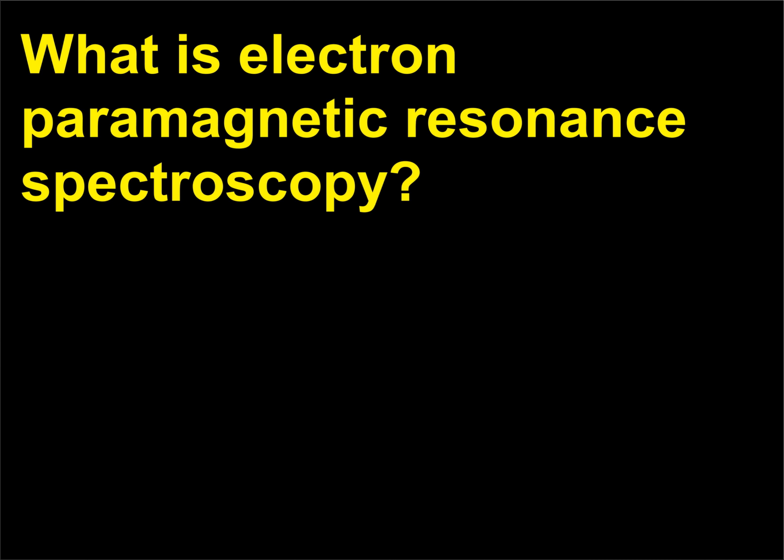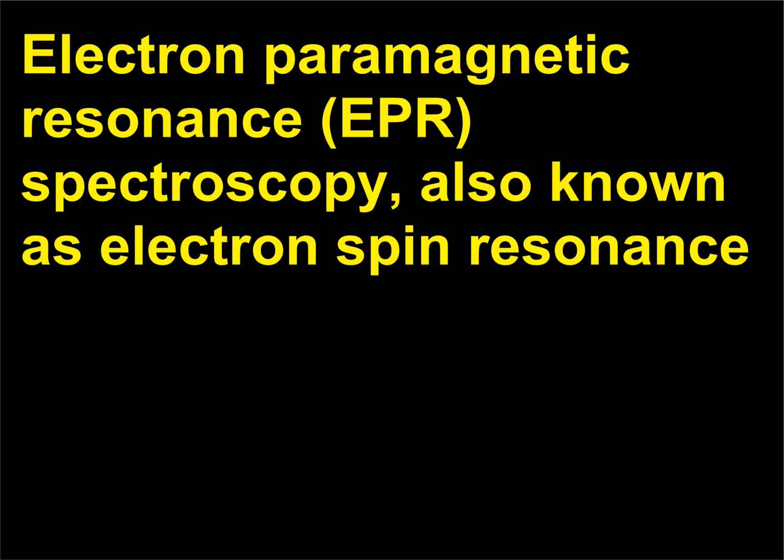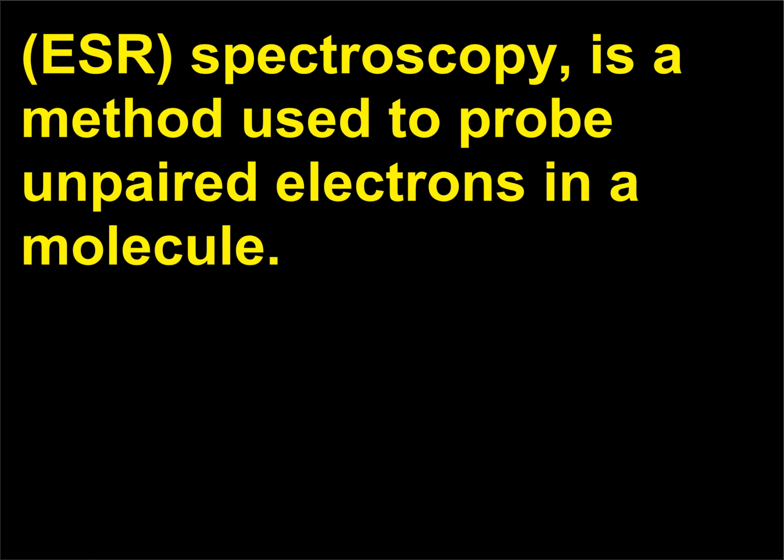What is electron paramagnetic resonance spectroscopy? Electron paramagnetic resonance, EPR, spectroscopy, also known as electron spin resonance, ESR, spectroscopy, is a method used to probe unpaired electrons in a molecule.